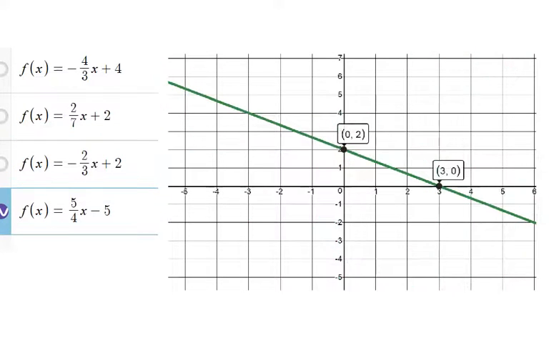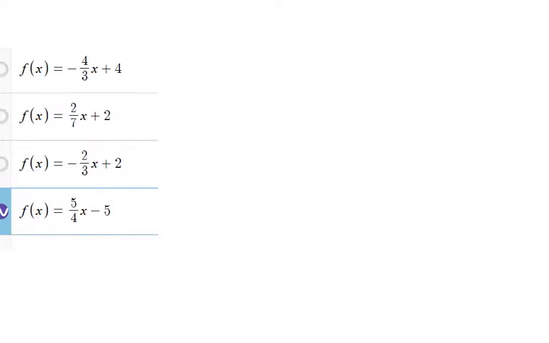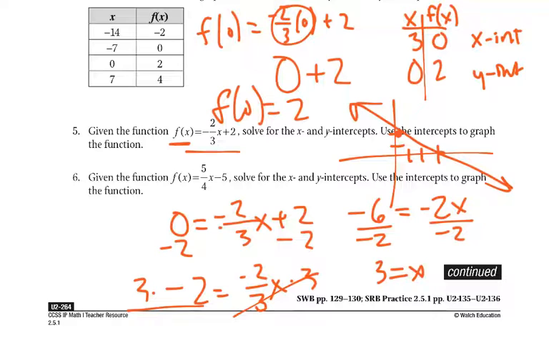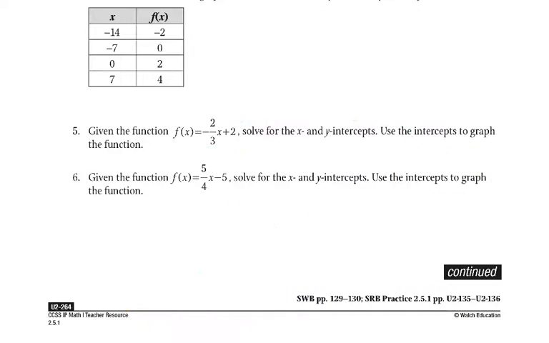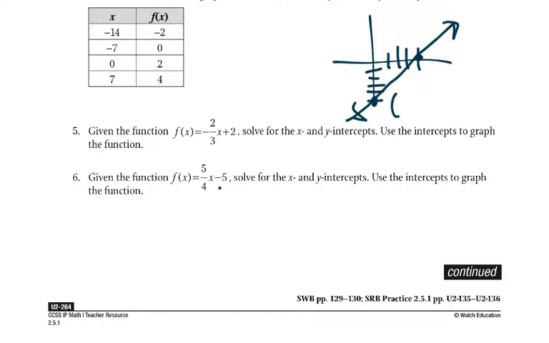Okay. Alright. So, let's look at number 6 now. Number 6 wants us to do the same thing. So once again, you could start off and just go, well, y-intercept at negative 5, slope of 5 over 4. Okay, and we can see the x and the y-intercept. The y-intercept is 0, negative 5. X-intercept ends up being 4, 0.